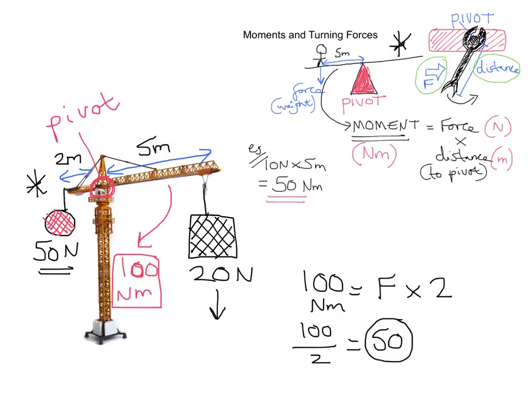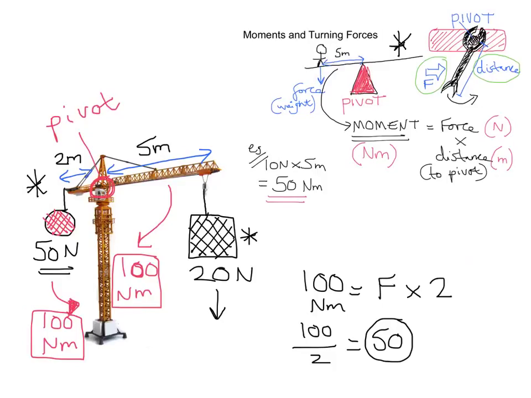So if we think about the box that we're trying to lift over here, that's 20 newtons, so that's quite heavy, and it's 5 meters to the pivot, so we have a moment of 100 newton meters. But on the other side of the pivot, even though the distance is small at only 2 meters, we have a 50 newton weight pushing down. So our moment, our turning force, is still on this side 100 newton meters. So that's completely balanced.